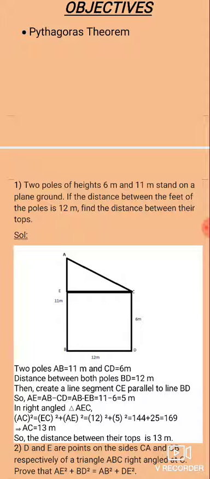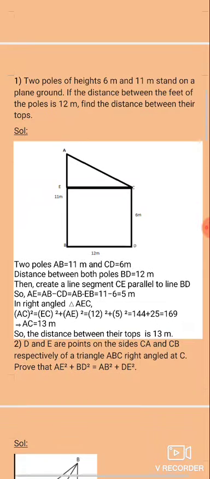So AE is equal to AB minus CD, which is same as what? BE. Now 11 minus 6, which is equal to what? AE, 5 meter. Now in right triangle AEC, AC square is equal to EC square plus AE square. That is 12 square plus 5 square, which is equal to 144 plus 25 equal to 169. So AC is equal to what? 13 meter, which is the distance between their tops. Clear? Now the next question.